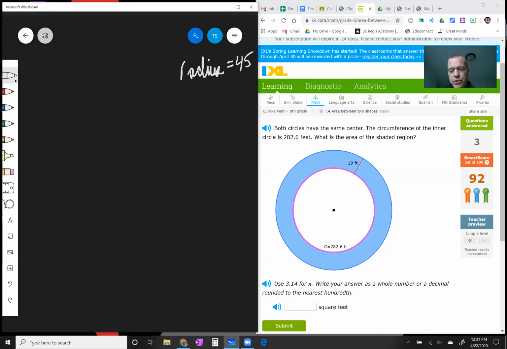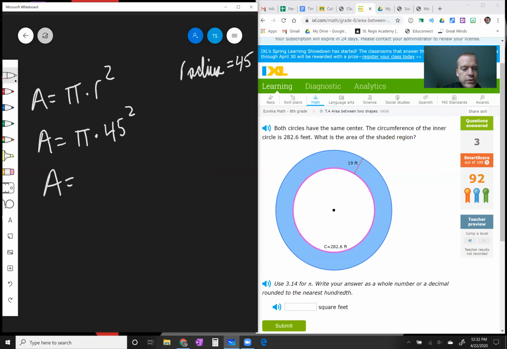Okay. So first, to find the area of the inside circle, remember I said area is pi times r squared. We know what the radius is now, so we can find the area of the inside of the circle. So area is pi times 45 squared. 45 times 45 is 2025 times pi 3.14. So the area of the inner circle is 6,358.5.